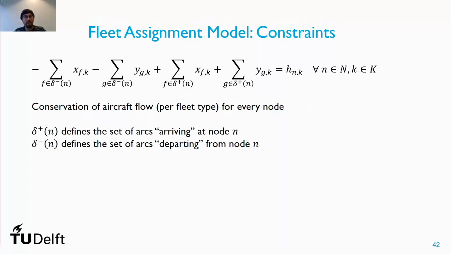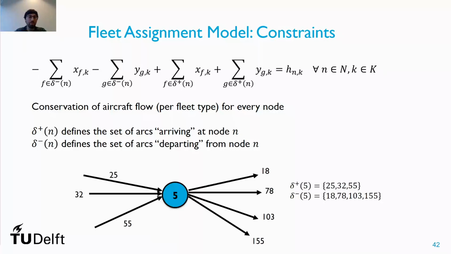This looks a bit nastier, but it actually is not. This is a flow conservation constraint per each node and per each aircraft type. We are basically saying that whatever enters a node, given a specific aircraft type, should also exit the node. And we use 2 sets, delta plus n and delta minus n. Delta plus n defines the set of arcs arriving at node n, while delta minus n defines the set of arcs departing from node n.